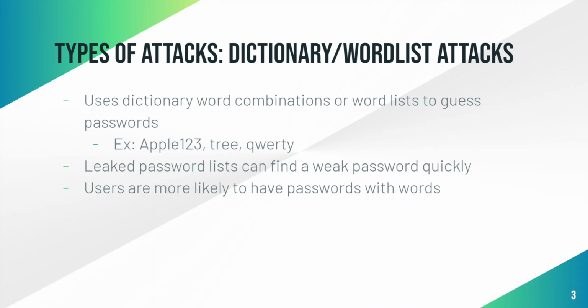Because of these disadvantages of brute force attacks, we have the dictionary and word list attacks. These attacks use dictionary word combinations or word lists to try to guess passwords. Examples of this could be Apple123, QWERTY, password, admin, all of which are very weak passwords. This is more efficient than brute force because it doesn't have to search through all combinations of passwords. Instead, it finds common or leaked database passwords. And users are more likely to have these passwords because they're more likely to type in words from a dictionary or words that pertain to themselves to remember them. This is the attack we'll be carrying out today in our demo.